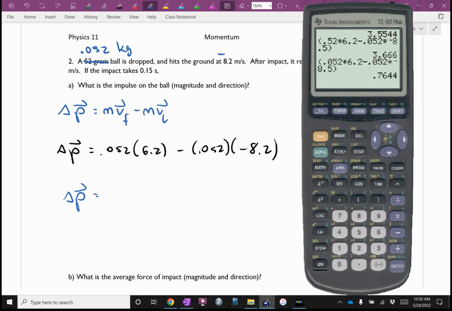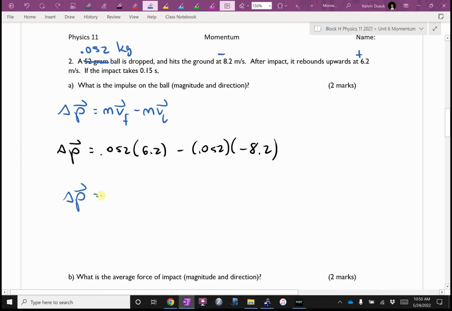You get 0.764. Is that the right magnitude? Yeah, am I typing? It's 8.2. Wow, did I make more typos on one question or what? Is it 0.7488? Yeah. Okay. Geez. I'll go 0.749 if you went 0.7488. Now, that's the magnitude. What's the direction?